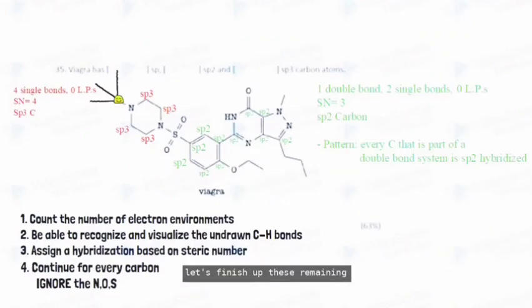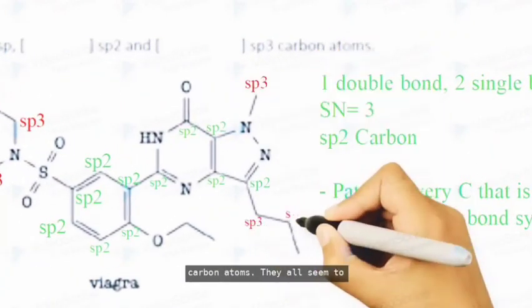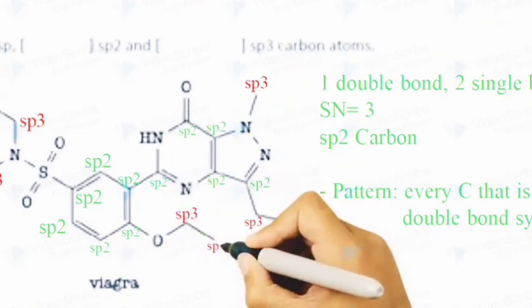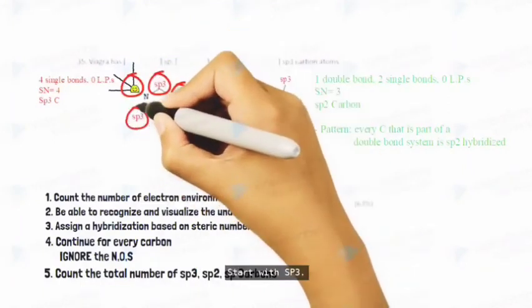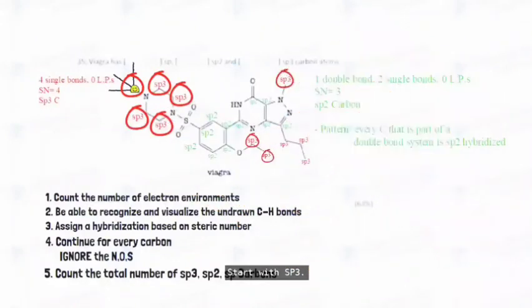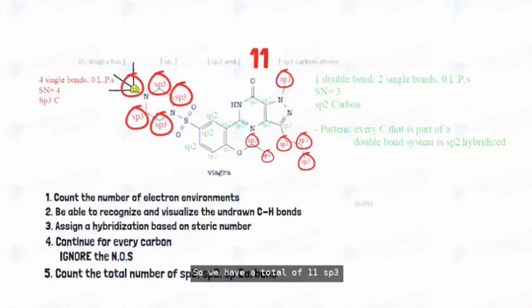Next, let's finish up these remaining carbon atoms. They all seem to be sp3 hybridized. So for our last step, count the number of sp3, sp2, and sp carbons. Start with sp3. 1, 2, 3, 4, 5, 6, 7, 8, 9, 10, 11. So we have a total of 11 sp3 carbons.